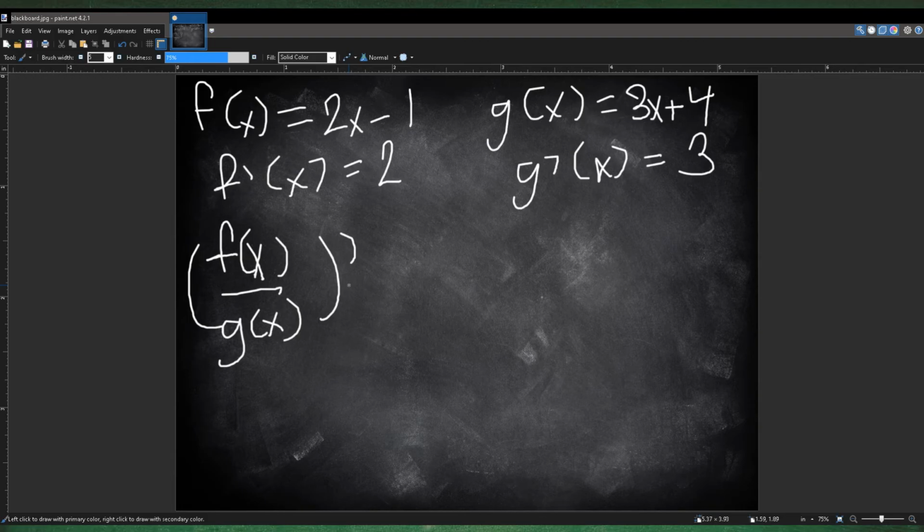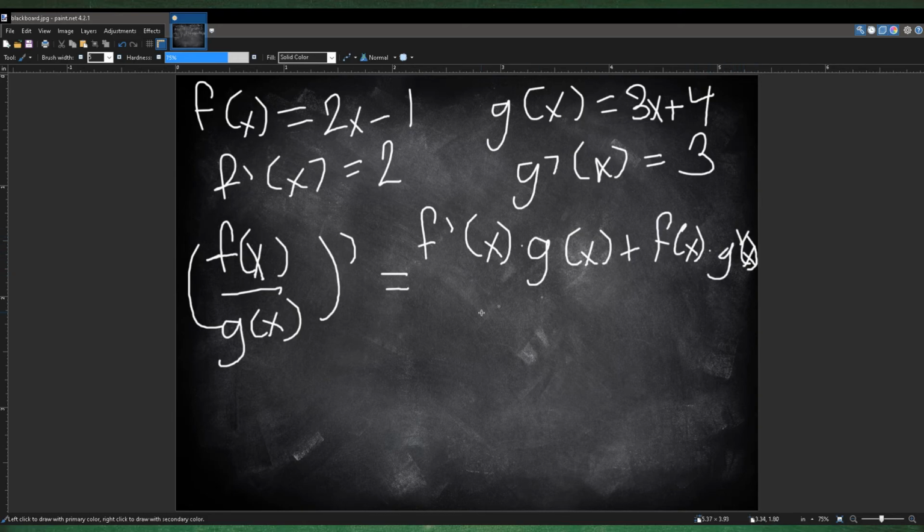The idea of this one is almost the same as the product, except now you're going to divide by something. So we're going to have the product rule kind of on the top: the derivative of f of x times the regular g of x, plus the regular f of x times the derivative of g of x. And then we're going to divide this by g of x squared.